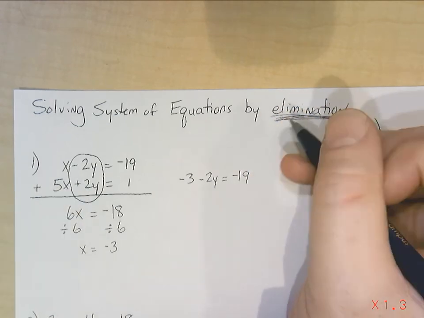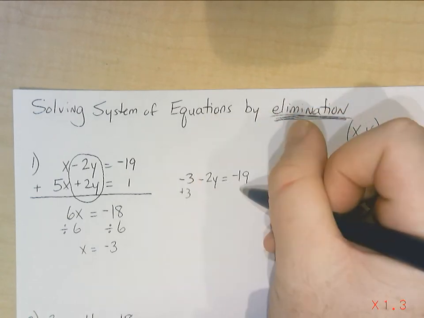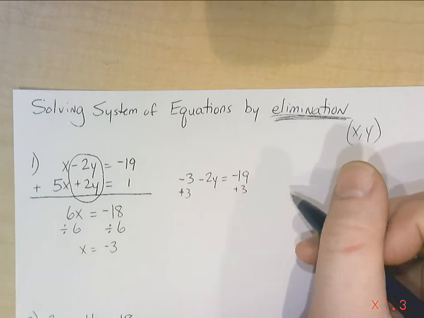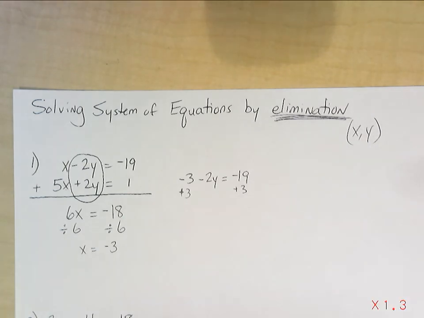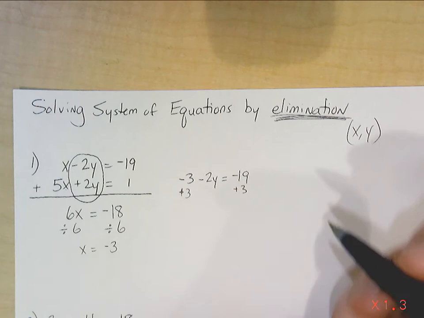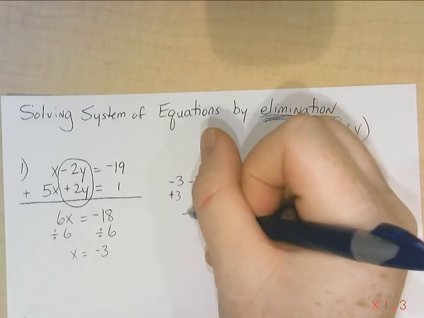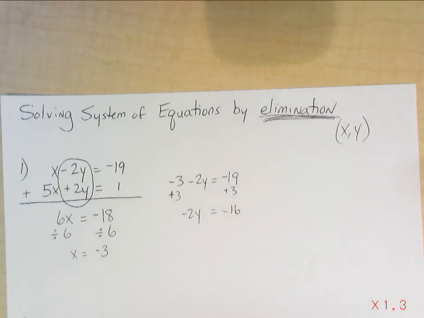Solve for y. So we're going to add 3 to both sides because we want to get rid of it on the left-hand side, right? The goal is to isolate the y. We want y to be all by itself, so we have to get rid of the 3. So we add 3 to both sides. We get negative 16 here. We get negative 2y, so negative 2 times y equals negative 16.